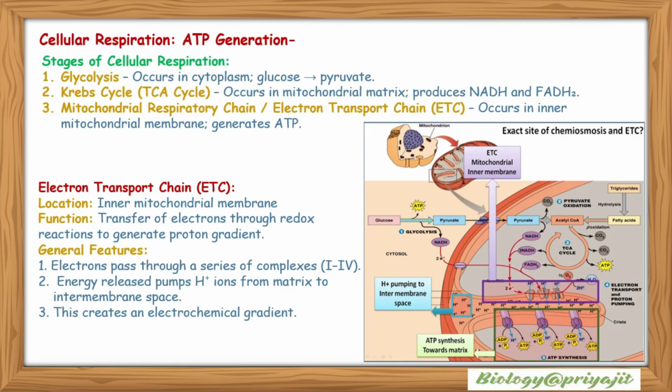So the electron transport chain, which is located in the inner mitochondrial membrane, has the function of transferring electrons through redox reactions to generate a proton gradient. What are the general features? Electrons pass through a series of complexes, that is complex 1 to complex 4, and the energy released pumps H⁺ ions from the matrix to the intermembrane space. This creates an electrochemical gradient.